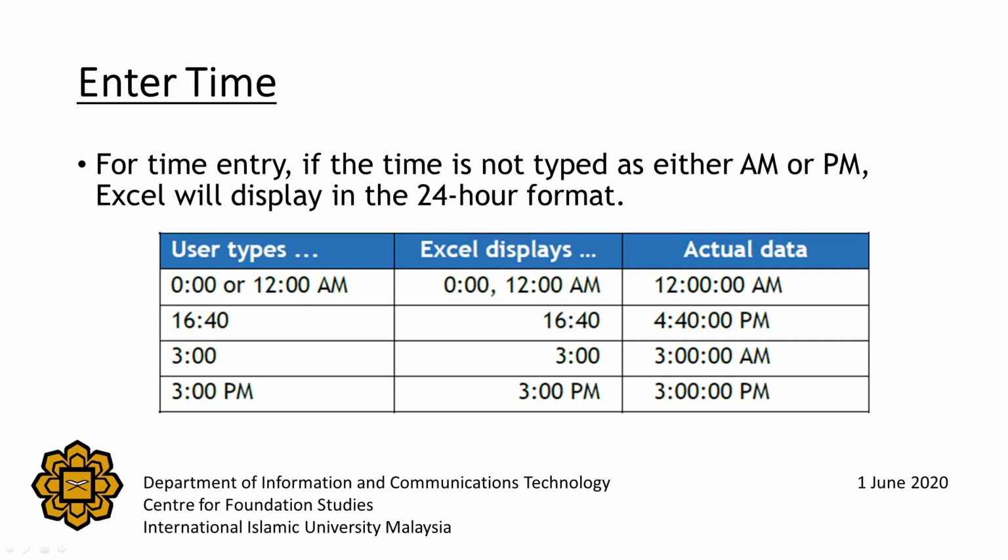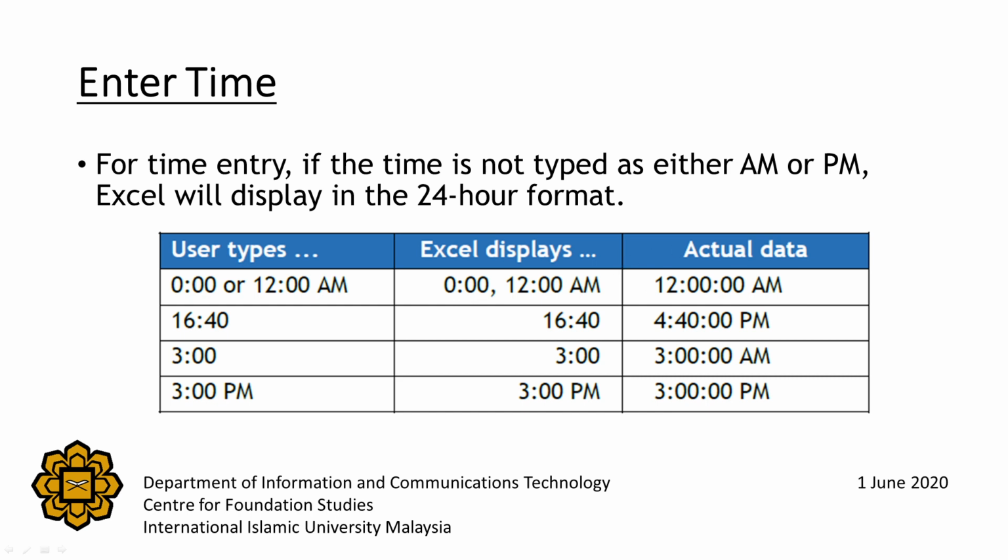All right, so next we can also enter time in Microsoft Excel. For time entry, if the time is not typed as either AM or PM, Excel will display it in the 24-hour format. They give you the example here: when the user types this way, Excel will display this way, and this is the actual data.